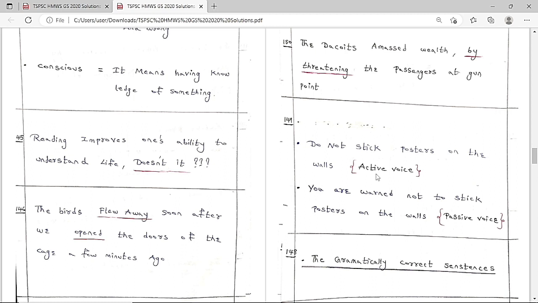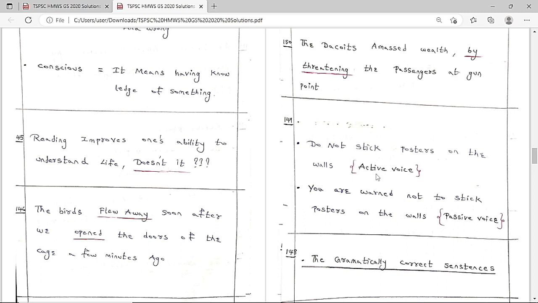So do not stick posters on the walls, it is basically an active voice. You are warned not to stick the posters on the walls, it is a passive voice. So these things you always have to keep in mind. So finally, I can say like this: do not stick posters on the walls, it is basically an active voice. And you are warned not to stick the posters on the walls, it is a passive voice.